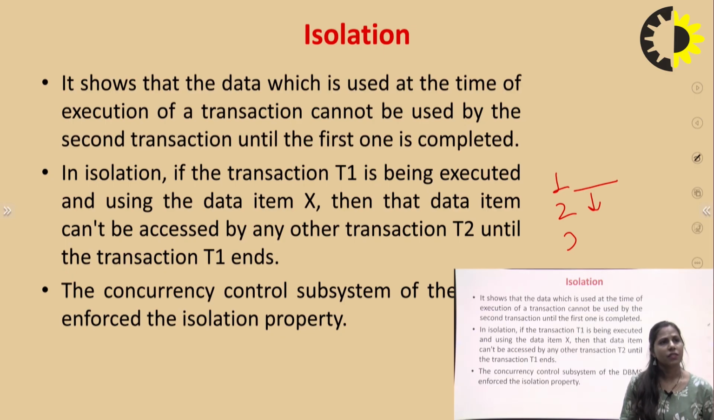In isolation, if the transaction T1 is being executed and using the data item X, then that data item can't be accessed by another transaction. This is also one thing: the data items using particular values cannot be accessed by another transaction until the transaction is fully completed. This is how we use the isolation property. The concurrency control subsystem of the DBMS enforces the isolation property.